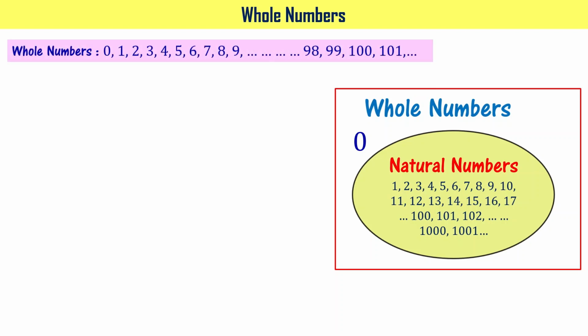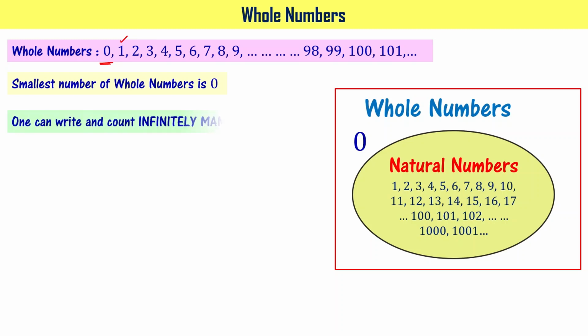So let me write the whole numbers. They are 0, 1, 2, 3, 4, 5, 6, 7, 8, 9, 10, 11, and so on. As you see here, the smallest number of whole numbers is 0, right? This is the smallest number. In the case of natural numbers, 1 is the smallest number, right? And as we have seen with natural numbers, one can write and count infinitely many whole numbers here also. There is no one greatest or the largest whole number. So one can write infinitely many whole numbers.